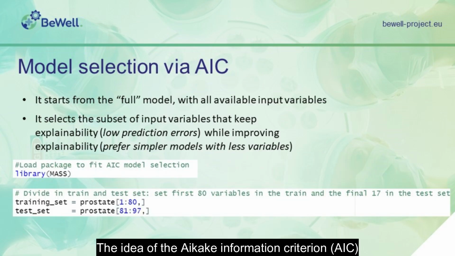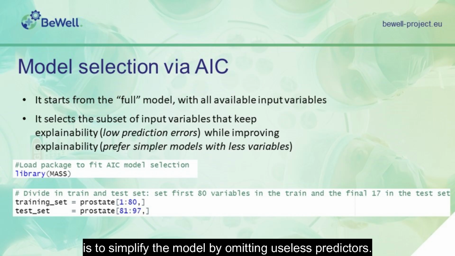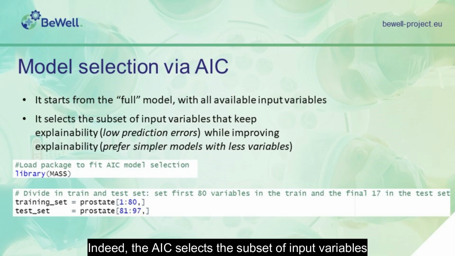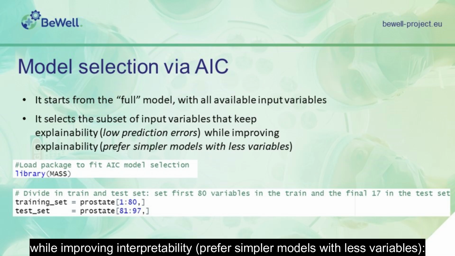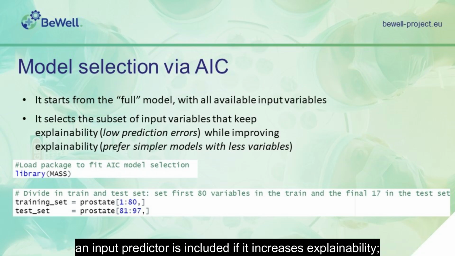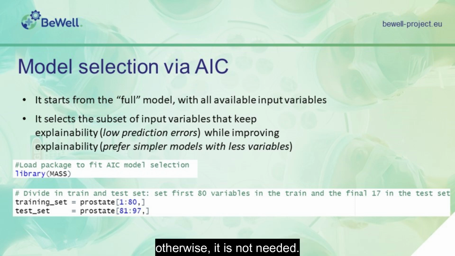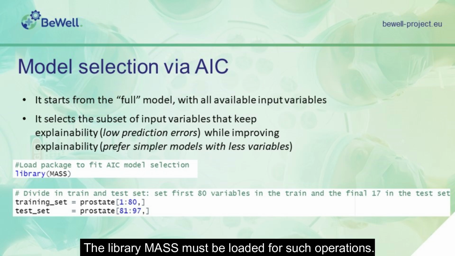The idea of the Akaike Information Criterion, AIC, is to simplify the model by omitting useless predictors. Indeed, the AIC selects the subset of input variables that keep explainability high and prediction error low. While improving interpretability, prefer simpler models with fewer variables. An input predictor is included if it increases explainability. Otherwise, it is not needed. The library MASS must be loaded for such operations.